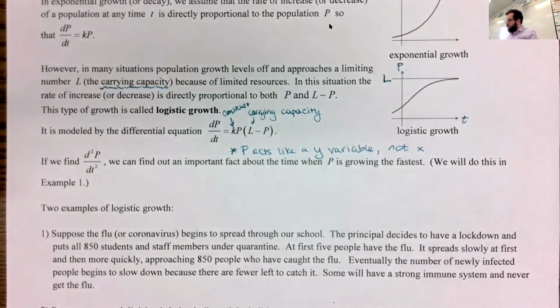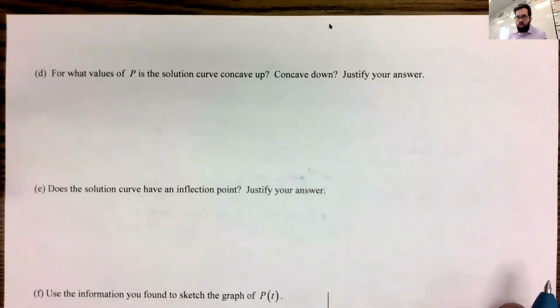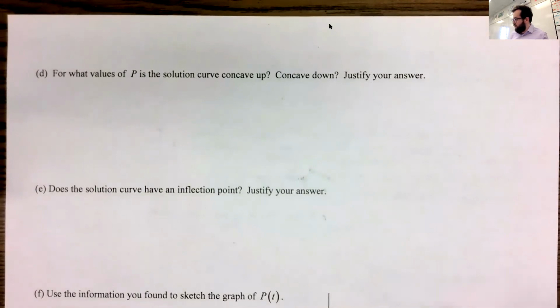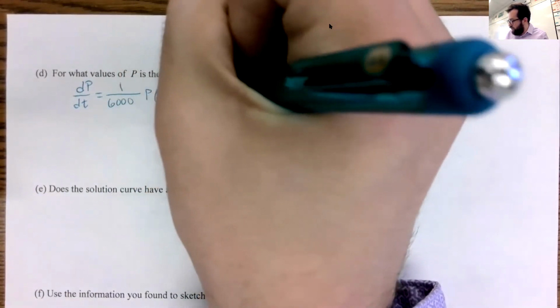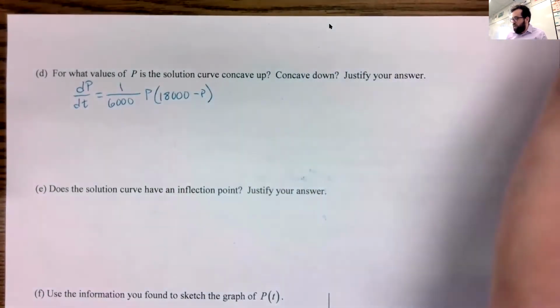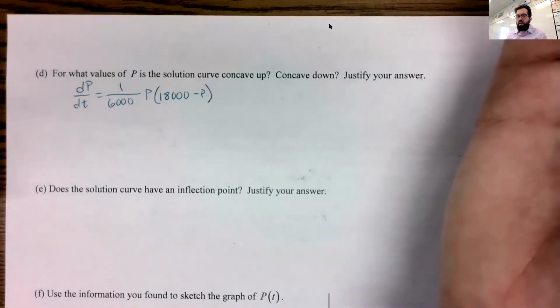All right, let's try letter D. For what values of P is the solution curve concave up or concave down? Justify your answer. So let me just write down the dp dt again. So our first derivative was 1 over 6,000 P times 18,000 minus P. And what we're actually going to want to do here is find the second derivative so we can find when we're concave up and concave down.